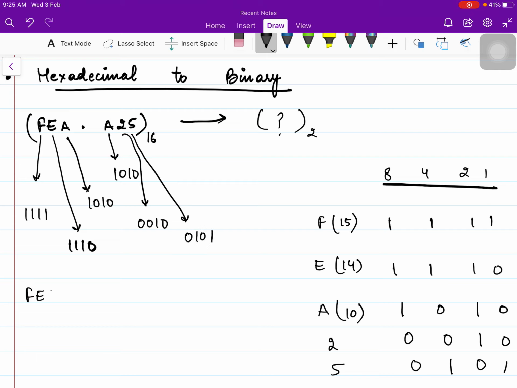So the answer is FEA.825 in hexadecimal. When converted into binary, it gives you 1111, 1110, 1010, 0.1010, 0010, 0101. This is the answer in binary. Very simple. Just represent them in a group of 4. And when you are converting binary to hexadecimal, just make the groups of 4, moving in the right directions.